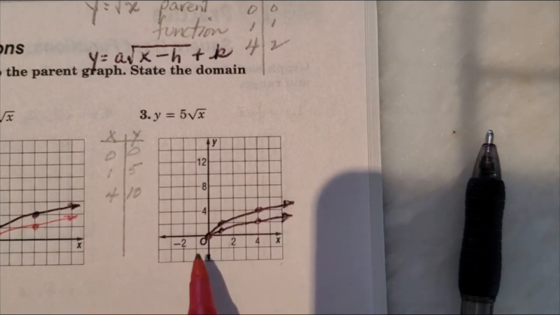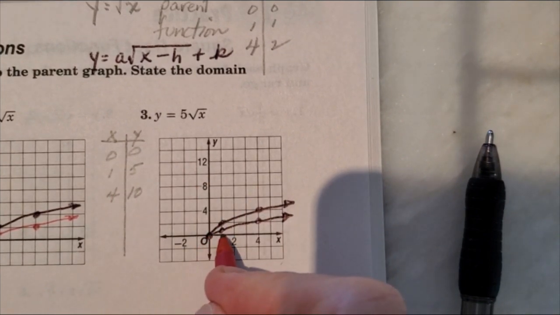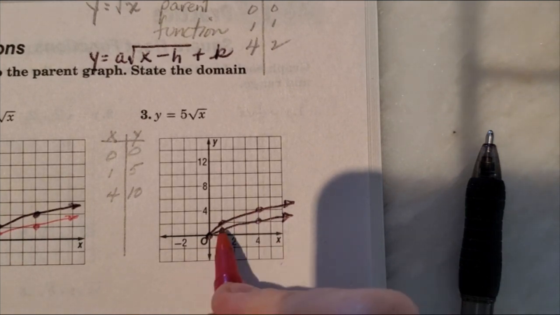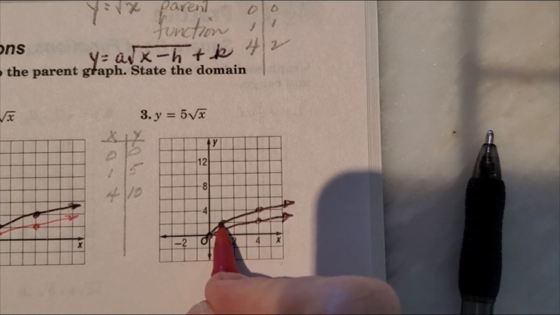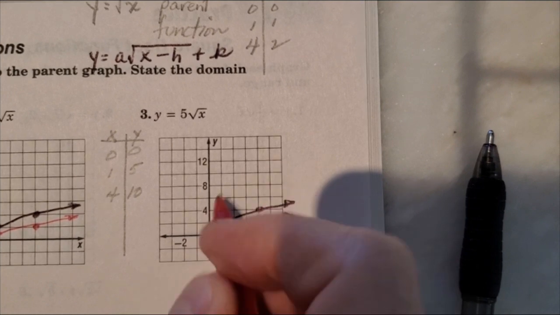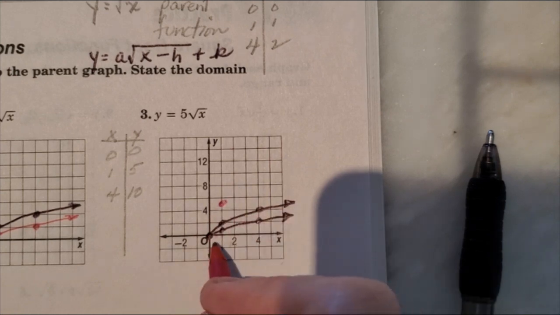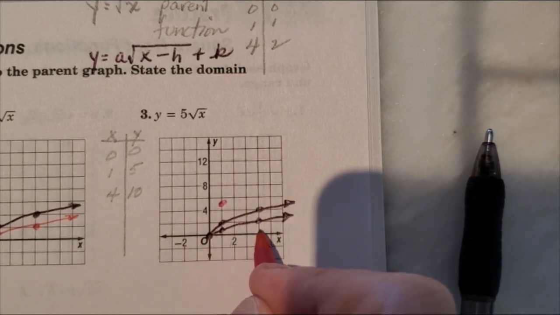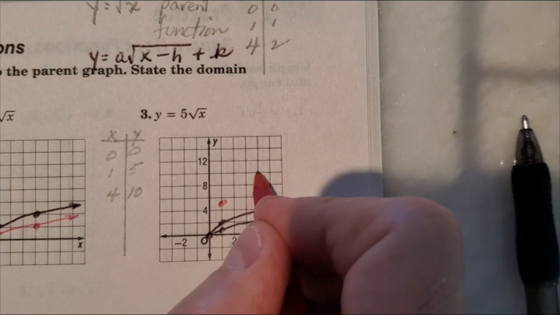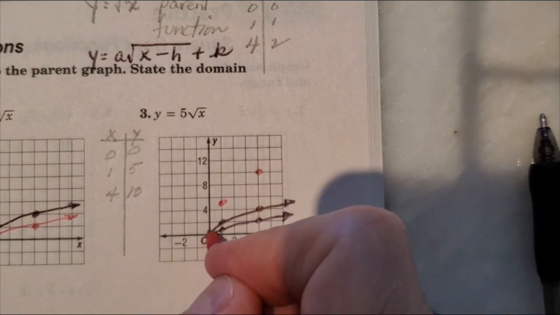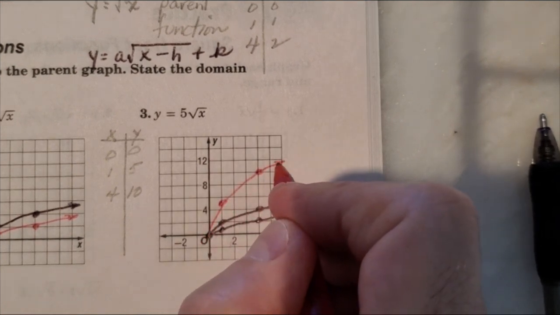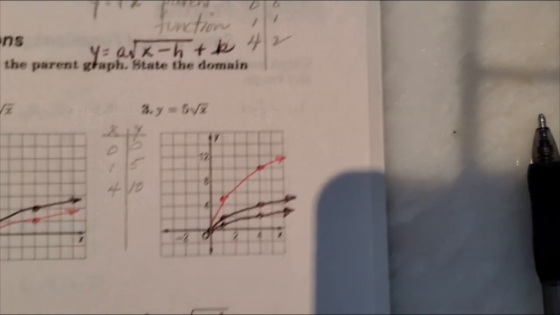And then this function is 0, 0, then 1 to the right, which is right here, and then up 5. Then 4 to the right, up 10. 2, 4, 6, 8, 10 right here. So that's what that would look like. 5 times that. So that's why it's steeper.